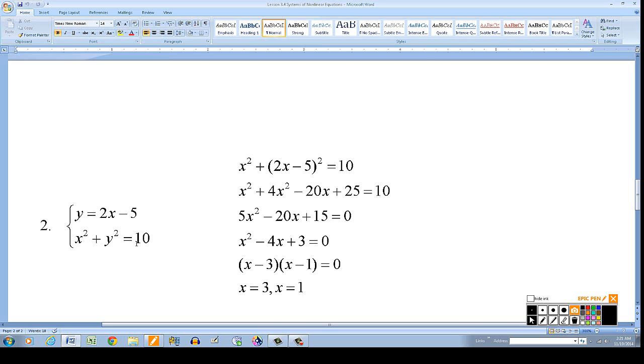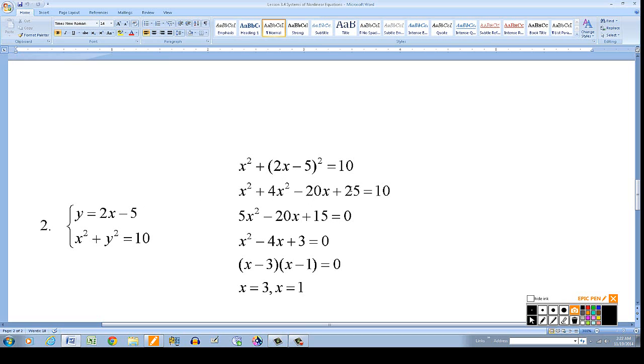So again, since the first equation is solved for y, and it tells me that y is equal to 2x minus 5, I plug in that expression for the y in the second. So notice up here in the steps where I have the y in the second equation, I put 2x minus 5, and then I squared that because it's y squared. So 2x minus 5 squared gives me this 4x squared minus 20x plus 25.